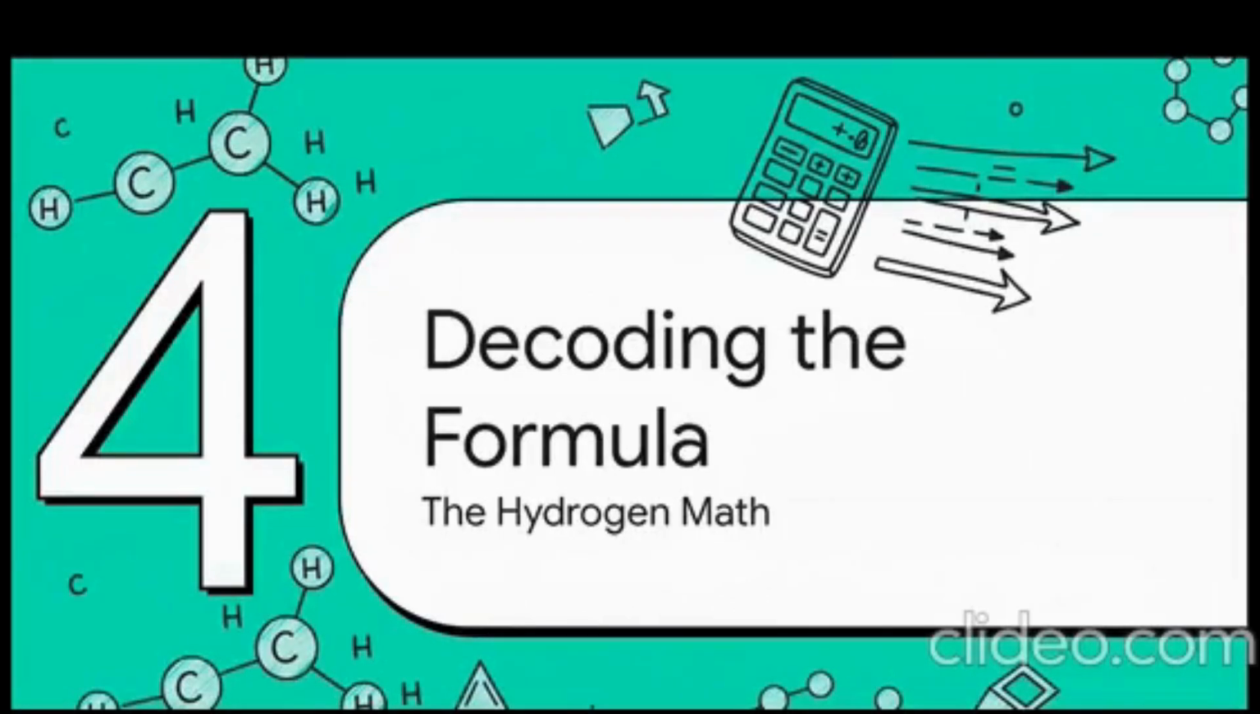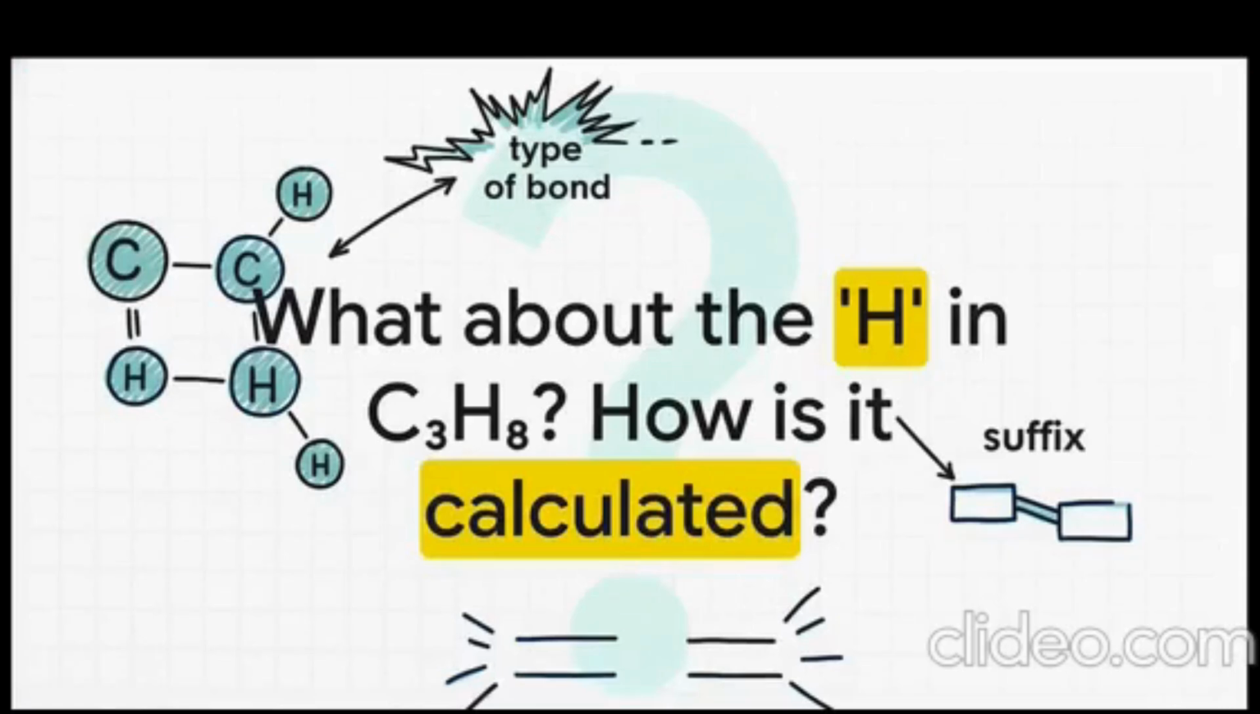Okay, so Section 4. This is cool. We can now read the name, but what about when you see the chemical formula written out, like C3H8? We get the C3 part, that comes from prop, but where in the world does the H8 come from? It's not just a random number. There's actually some really simple math behind it. I mean, that's the next question you'd ask, isn't it? How does a molecule just know how many hydrogen atoms it needs?